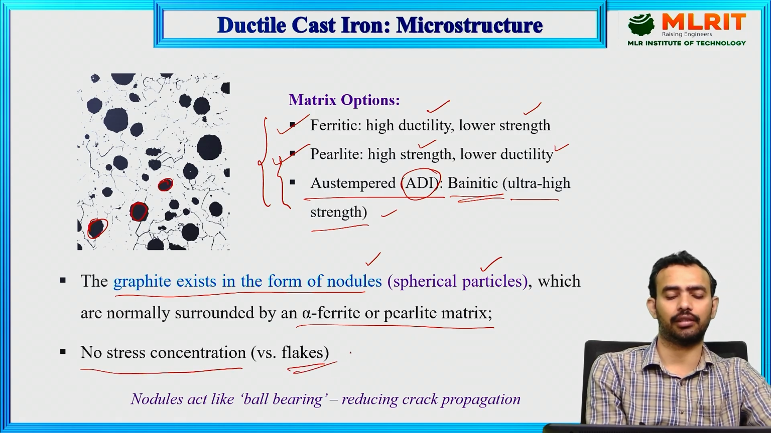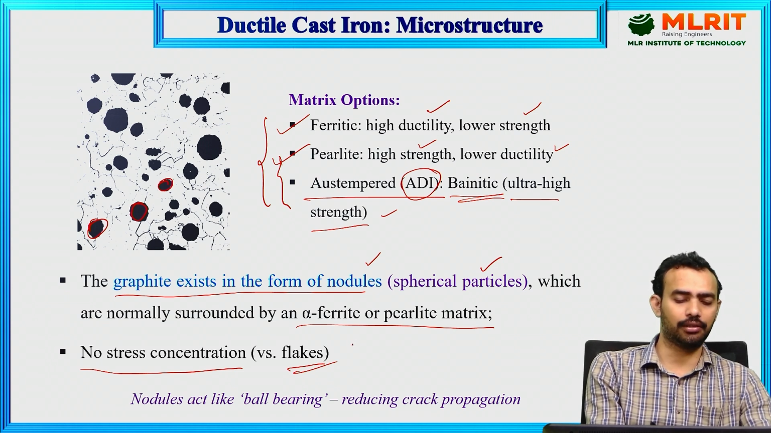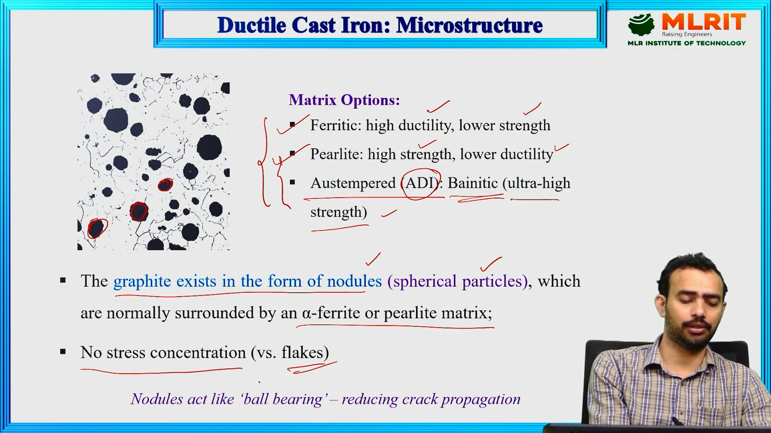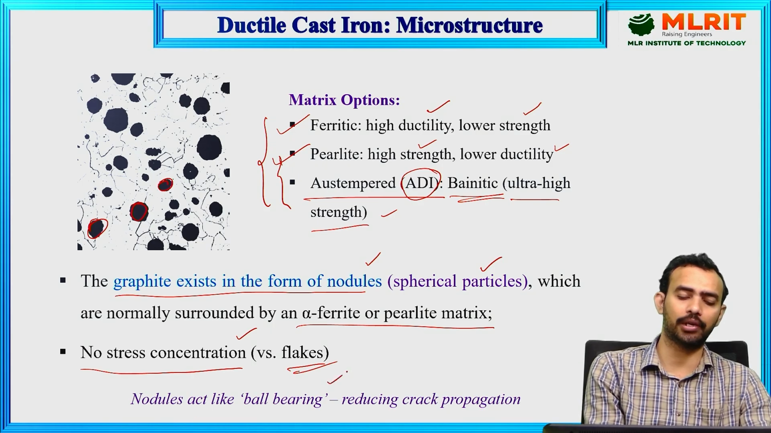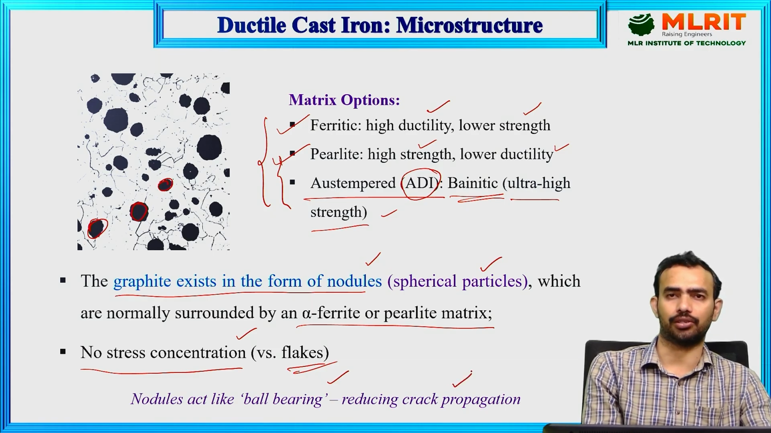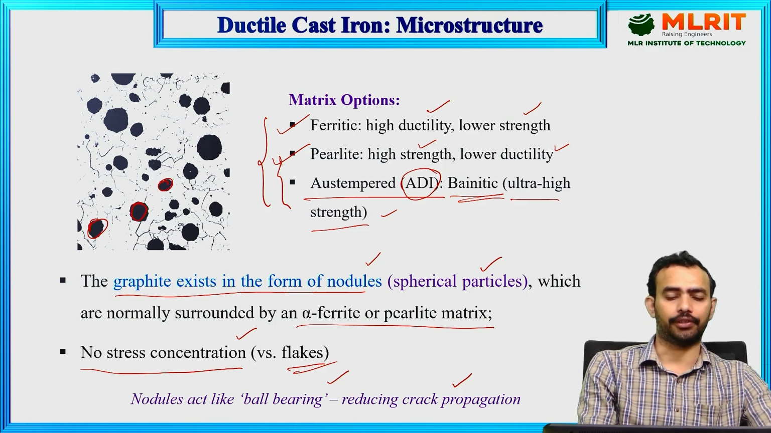Unlike in gray cast iron, where graphite is present in the form of flakes, which are the root cause for the stress concentration region and low tensile strength. In this case, graphite is present in nodular, spherical shape, and so there is no stress concentration region. The nodules act like a ball bearing when subjected to external loading, which basically arrests the crack propagation.